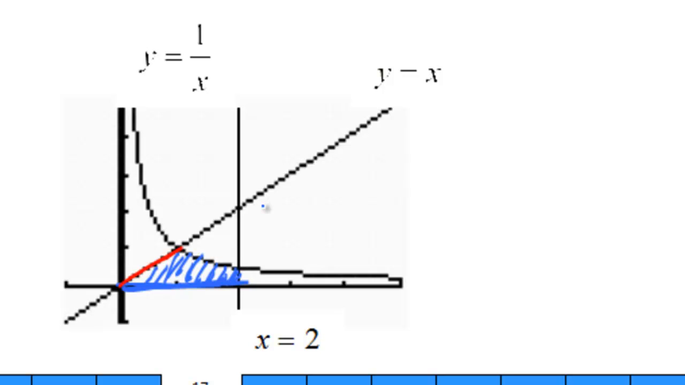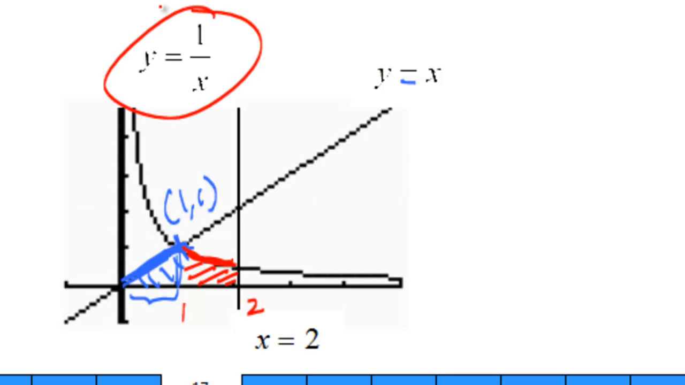Now, because this region that we are revolving is bounded by different curves for different values of x, we need to split it into 2. What do I mean? If we find the point of intersection between y equals 1 over x and y equals x, we see that this point is (1, 1). So between x equals 0 and x equals 1, the region is bounded by y equals x. But for the region between x equals 1 and x equals 2, the region is bounded by the x-axis and y equals 1 over x.